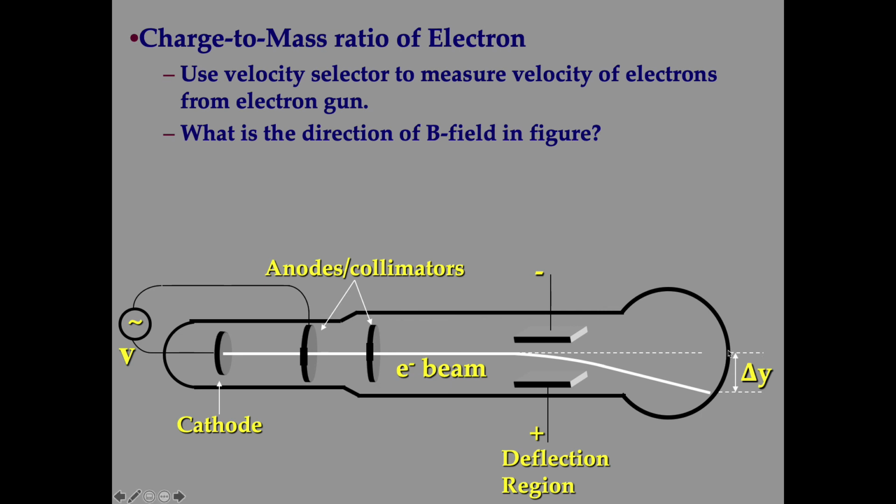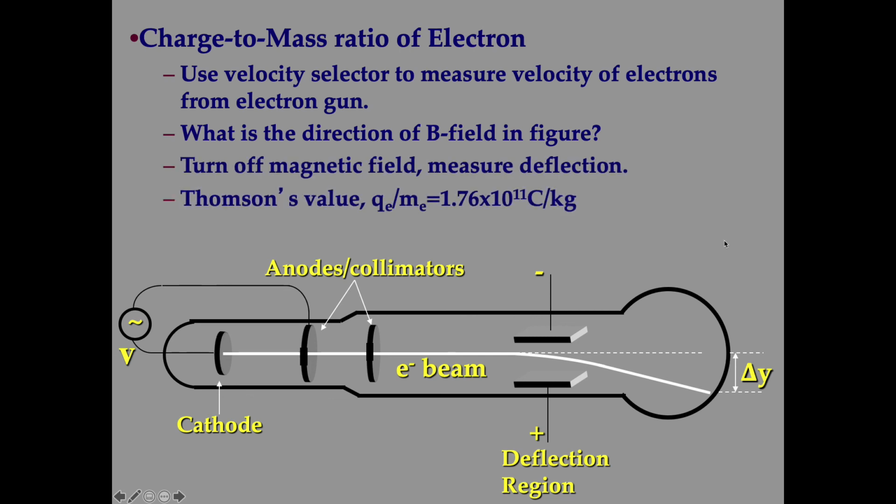And so he adjusted the magnetic field until he saw no deflection of the beam. Then he can calculate the velocity vector. So once he knew the velocity vector, he turned off the magnetic field and then measured how far the particles deflected vertically on the screen. And if you know the geometry, if you knew the length and the separation between the plates, and you know the distance from the plates to the detector, you can calculate the charge to mass ratio. He was able to get 1.76 times 10 to the 11th coulombs per kilogram. And then a few years later, Millikan actually measured the charge of the electron.